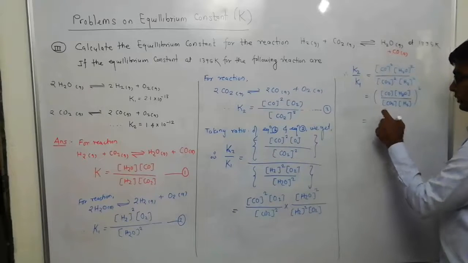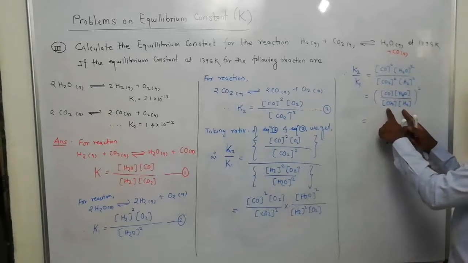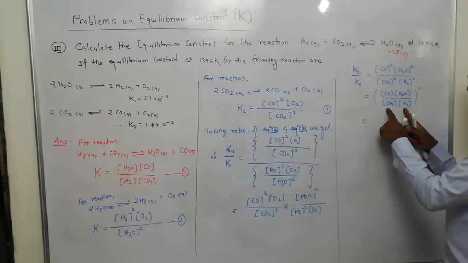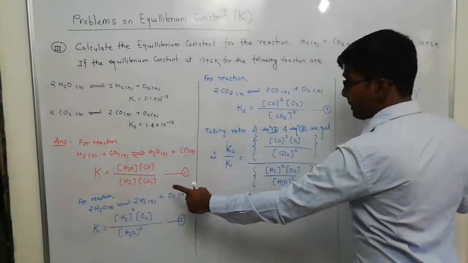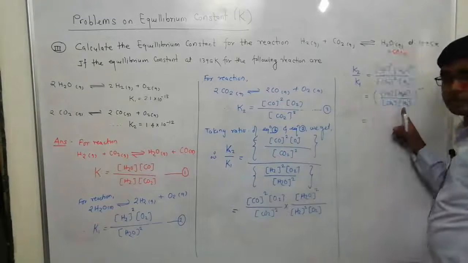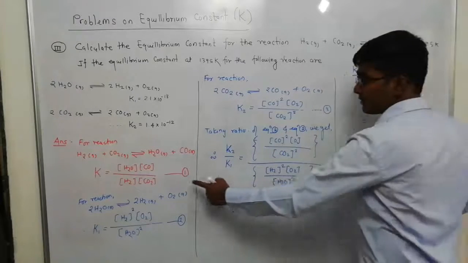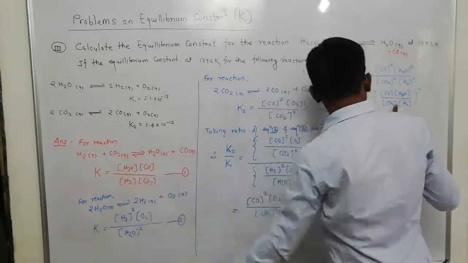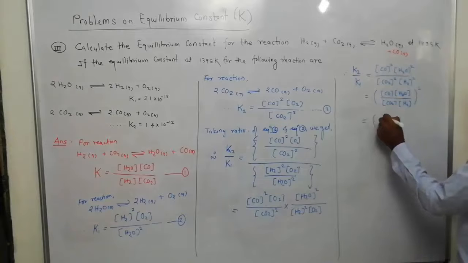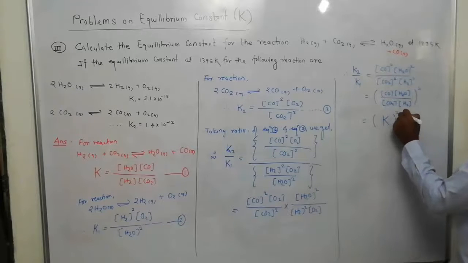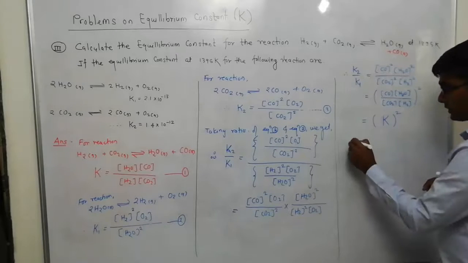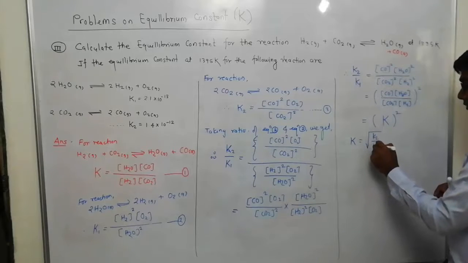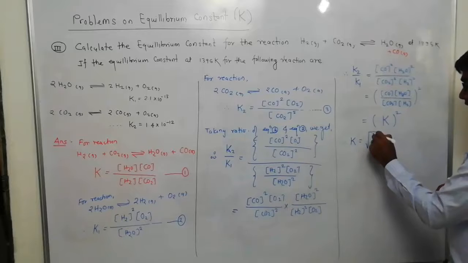Now look at this term: product of concentration of carbon monoxide and water divided by carbon dioxide and hydrogen gas. Now look at equation number 1 here. Compare this equation and this equation. The product of concentration of CO into H2O and H2 into CO2 is the same. So here this value is capital K, bracket square. Therefore this capital K is equal to the square root of K2 upon K1, capital K2 upon capital K1.